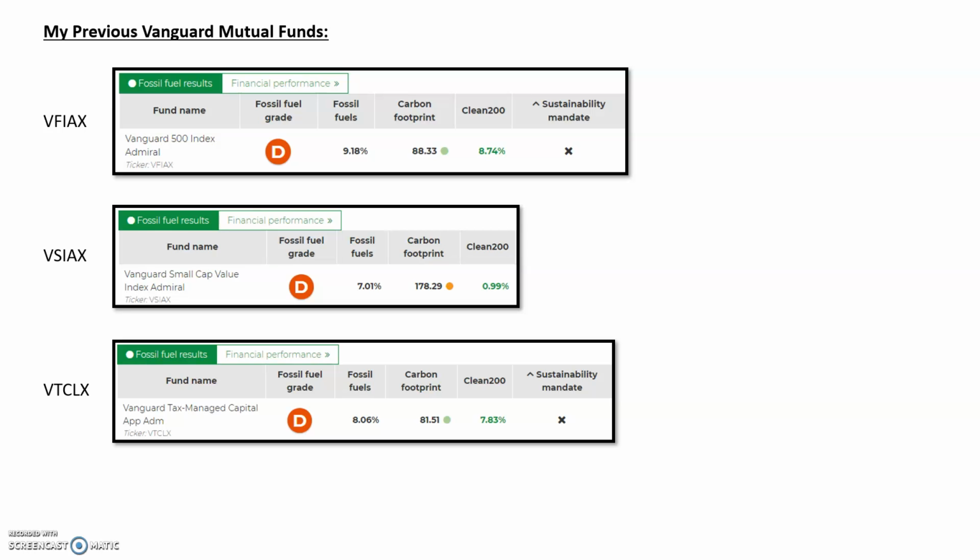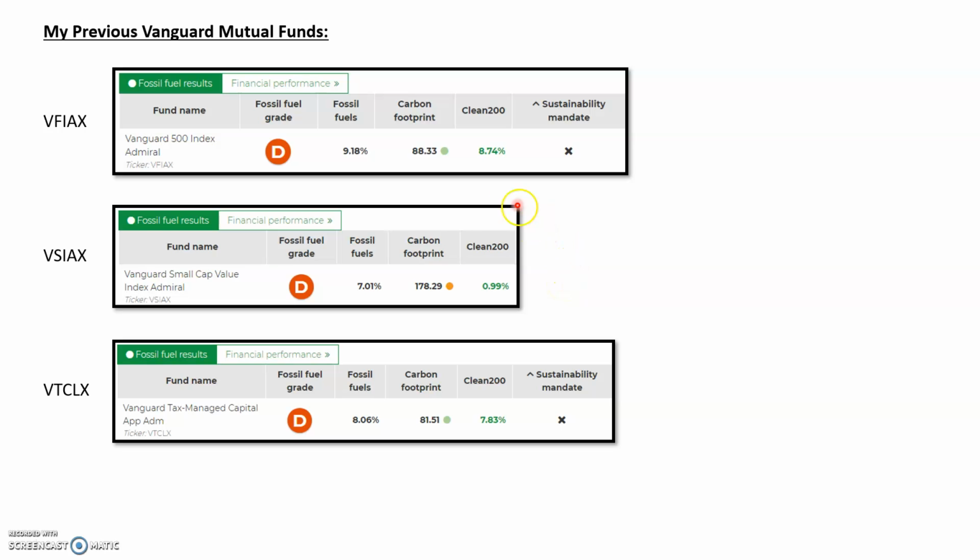Here's a quick look at my mutual funds. I was invested in these three funds, and when I pulled up the grades, I was really surprised by the fossil fuel grade. It was a D, I believe between 7 and 11%, and the carbon footprint, this 88, 178. These numbers are not very good, and I'll show you a comparison here.